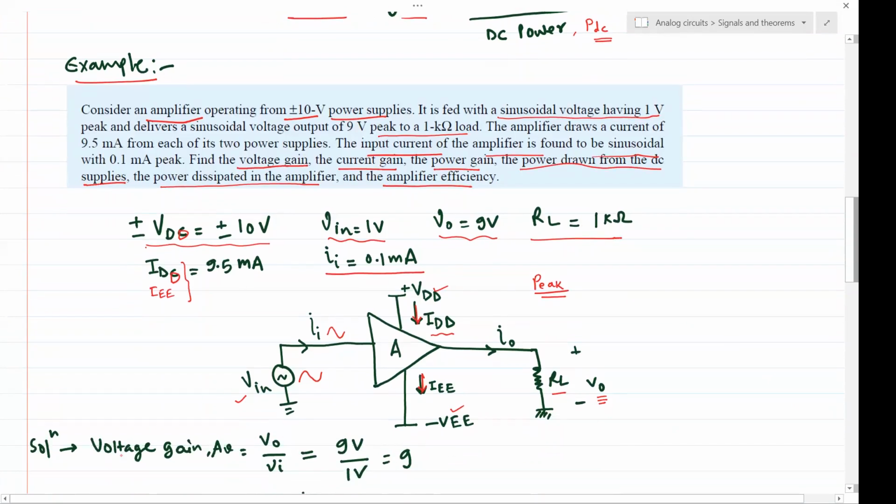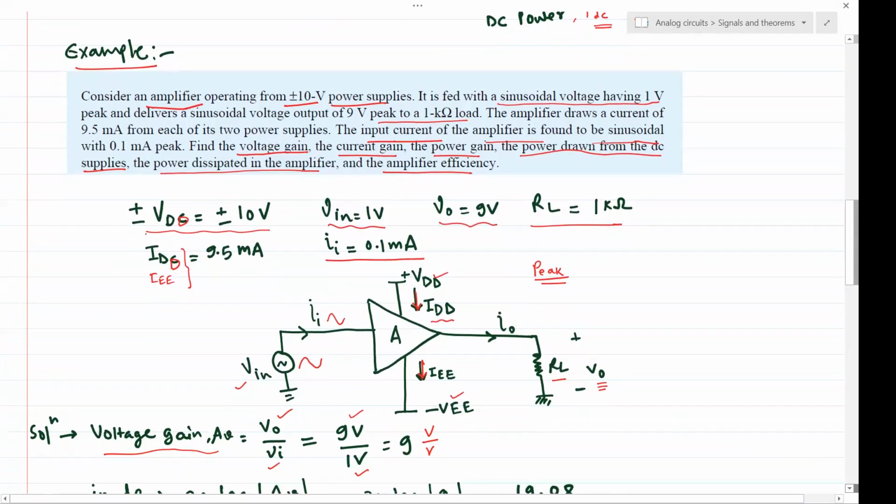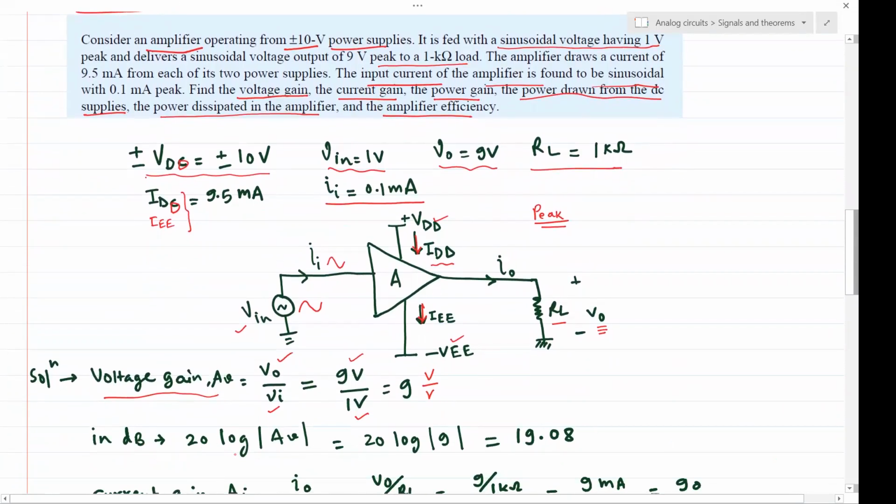So how to calculate voltage gain? We know that it's the ratio of output voltage to input voltage. Output voltage is 9 volt peak divided by 1 volt peak. So it's 9. Of course, it has no unit because both output and input are voltages. Now in decibel, we can always represent it as 20 log of the magnitude of AV, which is 20 log of 9, which comes out to be 19.08.